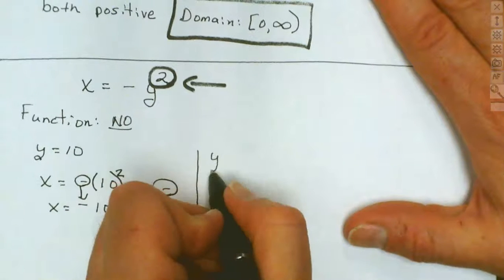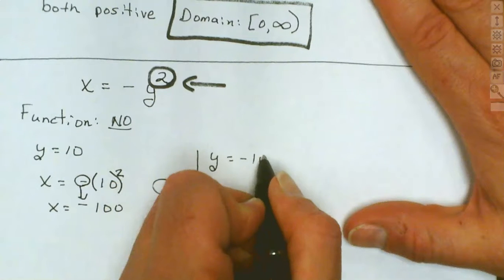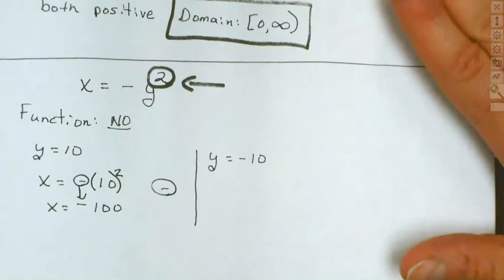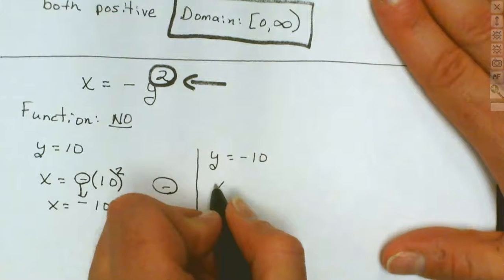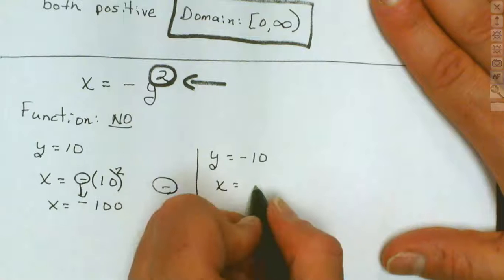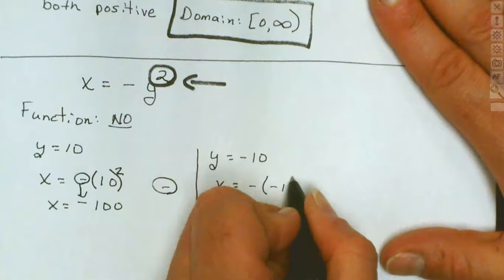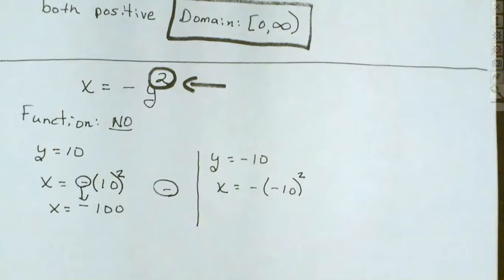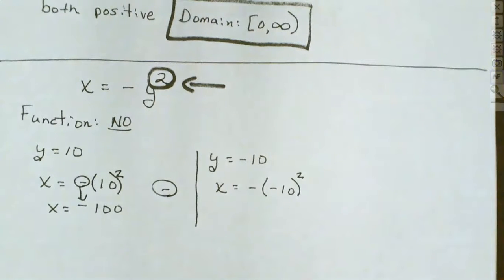What about y equaling a negative 10? Well, if I plug in a negative 10, that gives you x equals minus a minus 10 squared. Resist the urge to cancel those signs. Why can I not cancel the double negatives? Well, order of operations, what do I have to do first? Parentheses always go first, right?